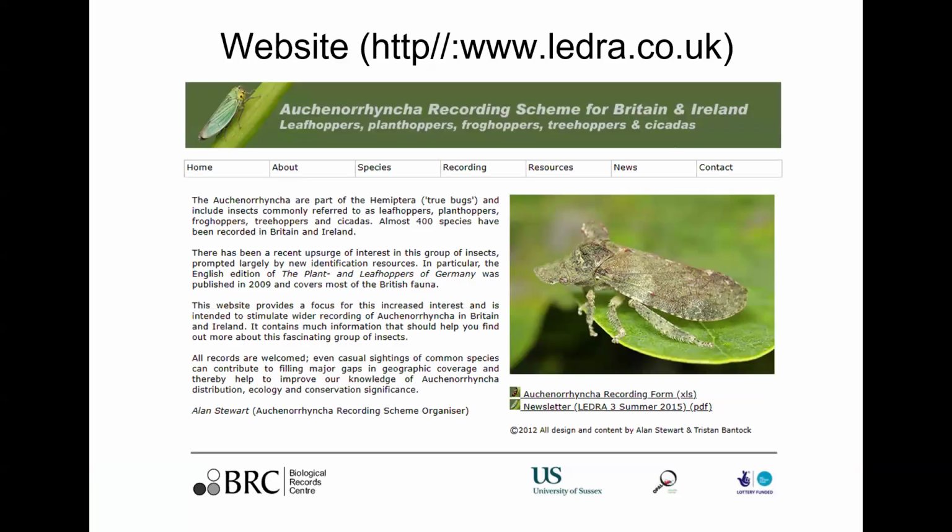So that is the front page of the Ledger website. This is just a screenshot, so I can't show you how it works. But for example, if you were to go to this species tab here, it'll bring up a pull-down menu, which includes going to distribution maps of all of the species, which is very useful for checking to make sure that the species that you think you've got really does occur in that part of the country.